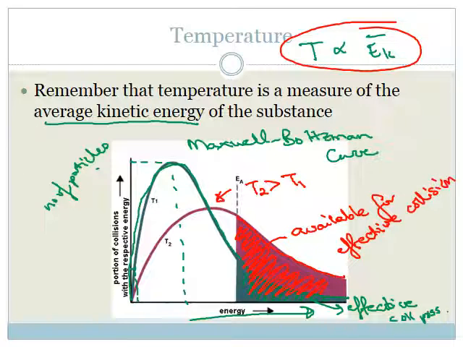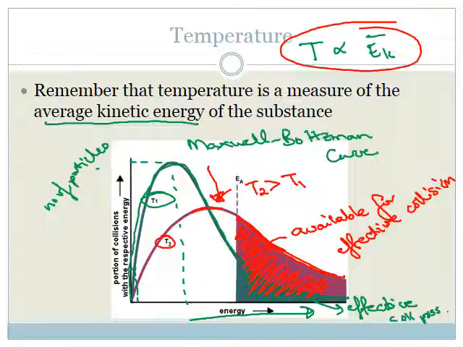Okay, and what's important about this, if they ask you to draw this, is to realize that the container has the same number of particles, whether it's at temperature T1 or at temperature T2. So if you have more particles with a higher amount of energy, your peak cannot be the same height. It has to be lower than the height of the number of particles when you've got a lower temperature.